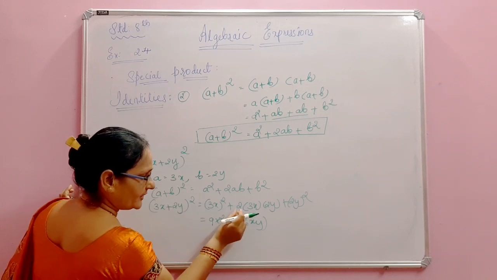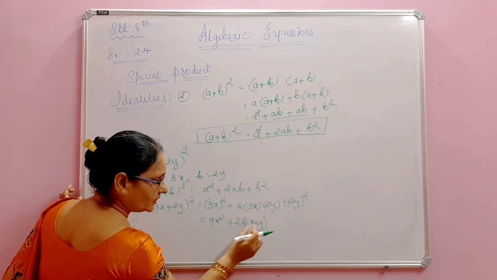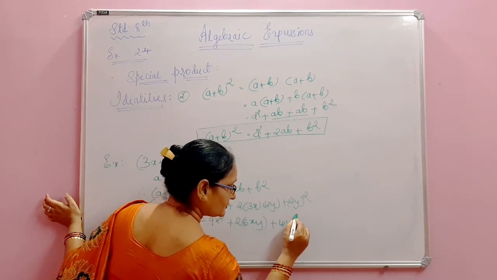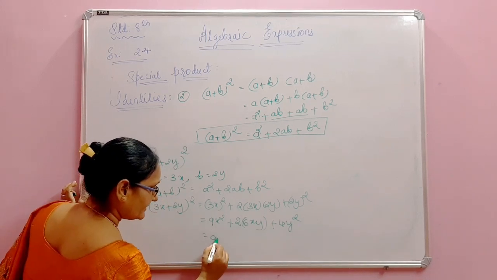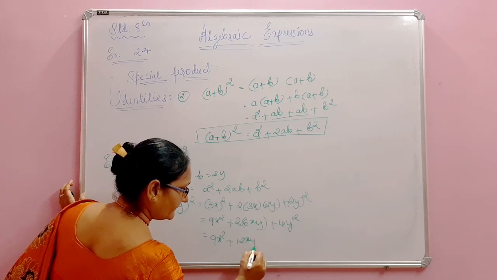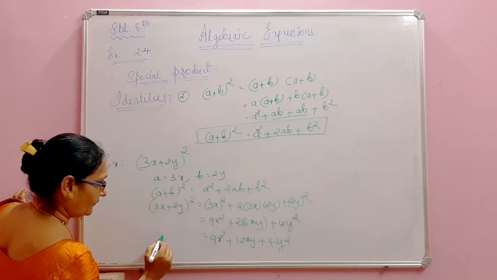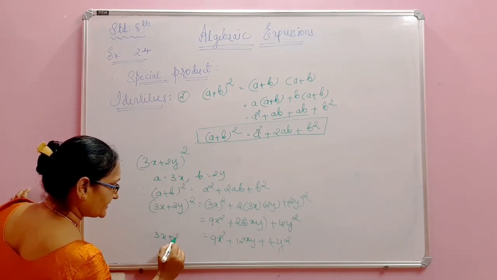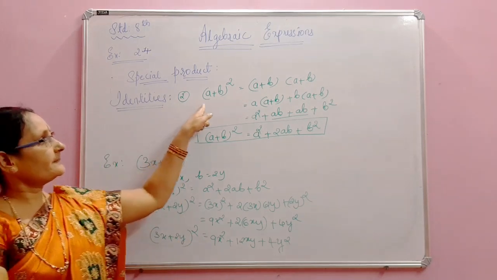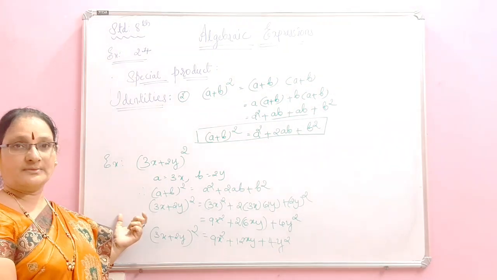In the bracket you have to keep because still you have to multiply this 2. First you have to multiply this, keep 2 as it is, plus 4y². Next see here: 9x² plus 2 sixes are 12xy plus 4y². This is the product of (3x + 2y)² using the identity (a + b)². So in this way we are having the problems to solve.